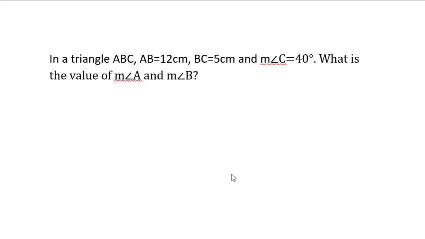Okay, so let's solve this problem we have here. The problem tells us in a triangle ABC, we have that side AB equals 12 centimeters, BC equals 5 centimeters, and the measurement of angle C equals 40 degrees. What is the value of the measurement of angle A and the measure of angle B?